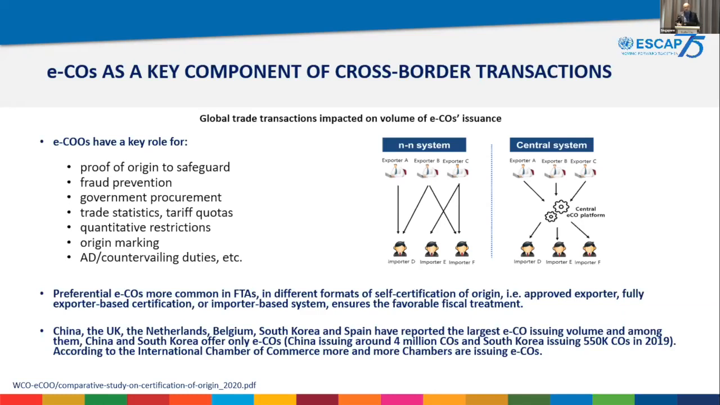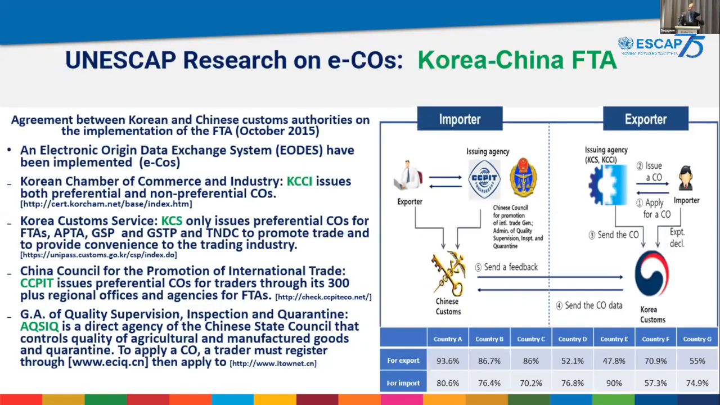What is also very important to mention is the overall proliferation of FTAs. We have heard, I think during one of the sessions, that right now there are more than 300 FTAs negotiated or already in place. And one of the components that increases the exchange of certificates of origin is actually the proliferation of the FTAs with regards to the preferential certificates.